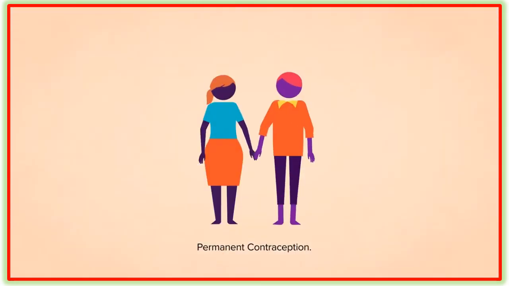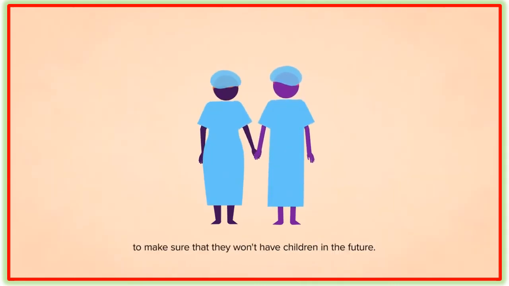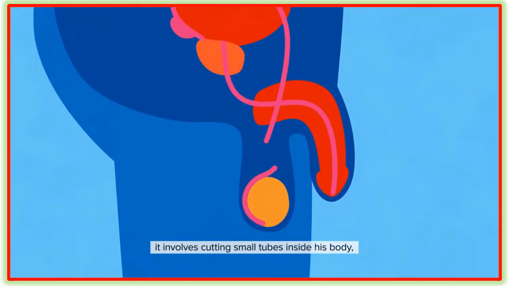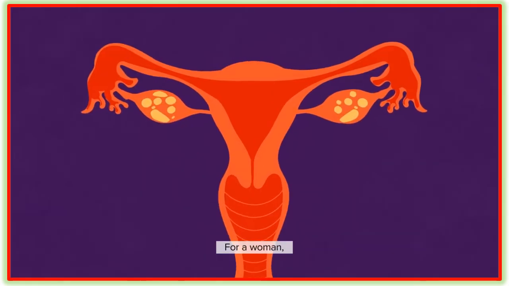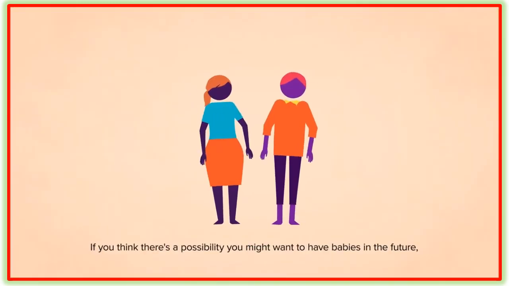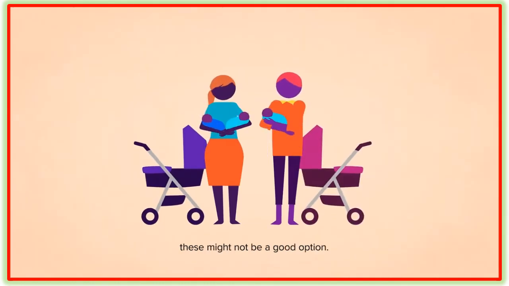Permanent contraception. Permanent contraception is when a man or woman has surgery to make sure that they won't have children in the future. For a man, it involves cutting small tubes inside his body to stop sperm from being discharged during sex. For a woman, it involves clipping the small tubes in her body to stop eggs moving into her womb. If you think there's a possibility you might want to have babies in the future, these might not be a good option.